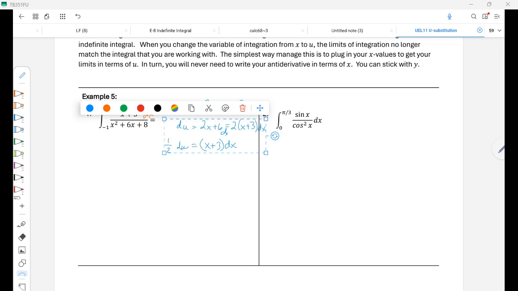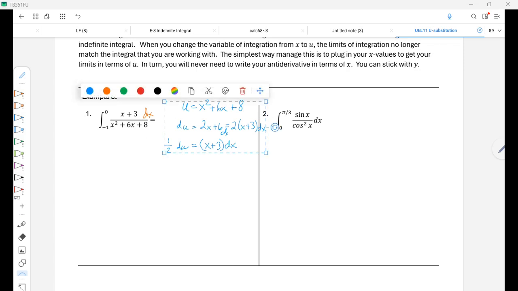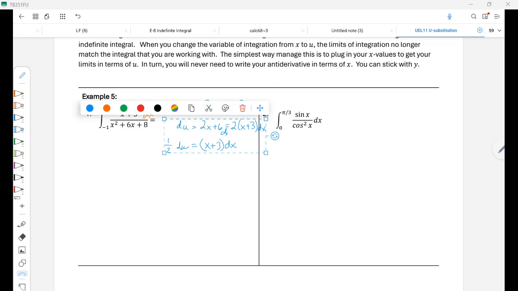Now we've got one more step to do. We actually have to change those limits. So now we have to find the u of 0 and the u of -1. The u of 0 is 8, and the u of -1 is 1 minus 6 plus 8. How about 3? Yep, cool.